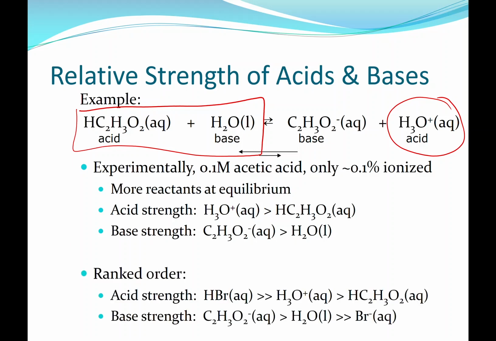Okay, so if we put those two observations together and put them into ranked order, what we can end up saying then is we know that of these three acids, HBr is our strongest by a pretty significant margin.